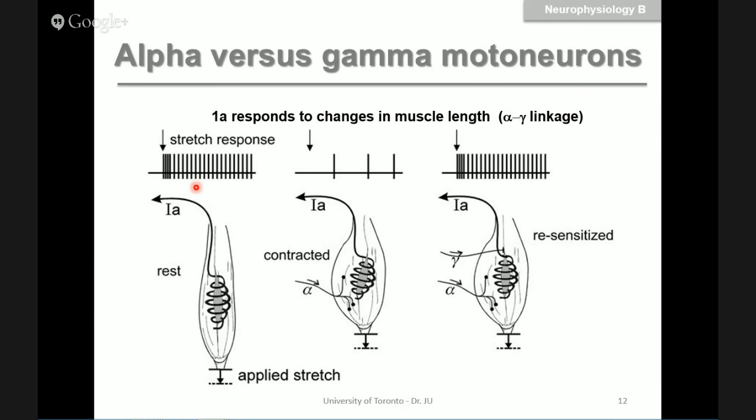Just looking at the stretch response here, do you see that this is a rapidly adapting type of receptor? How many of you say yes, it's a rapidly adapting type of receptor? How many of you say no, it is not rapidly adapting? How many of you are not sure? So you pick choice E. Yes, there's no choice E though.